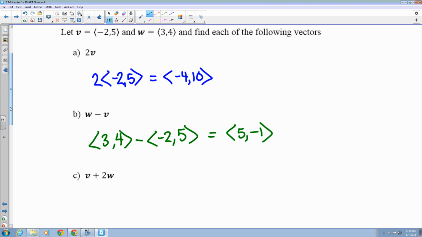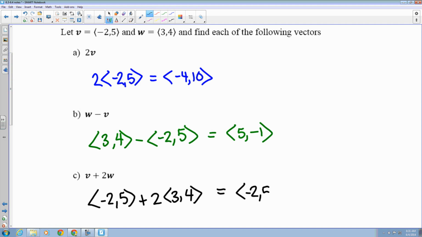And v plus 2w. I'm going to multiply 2 into my vector w. And my resulting vector is 4, 13.